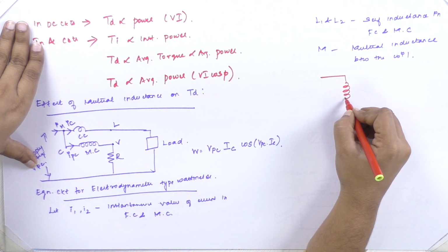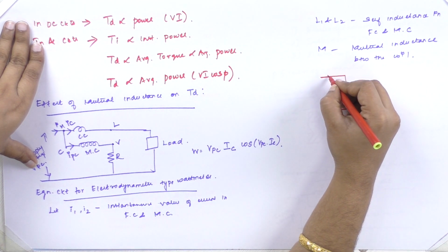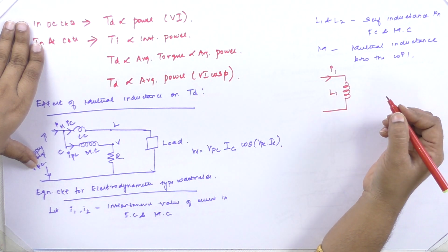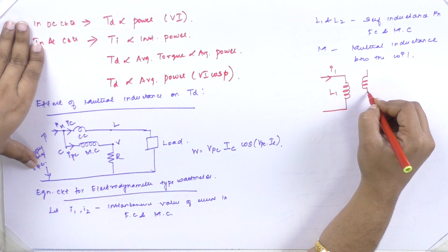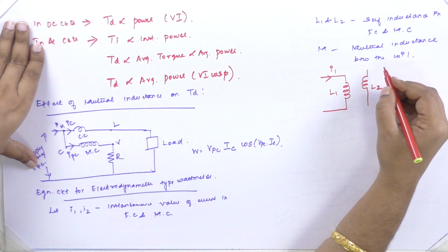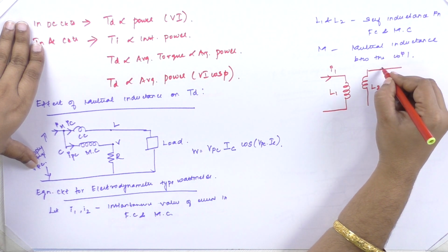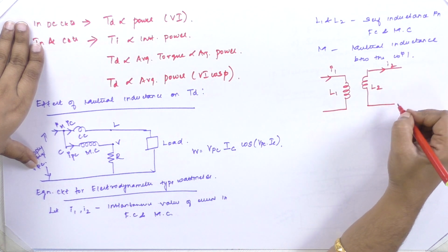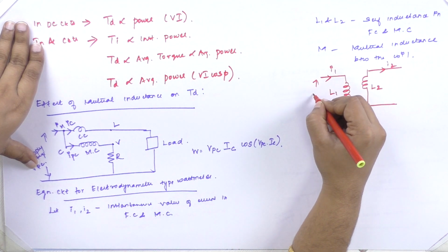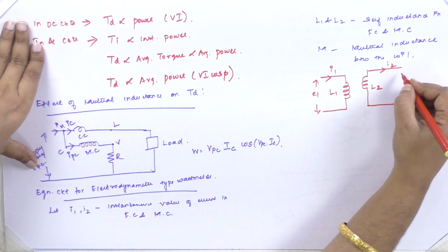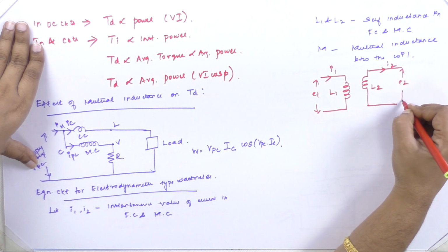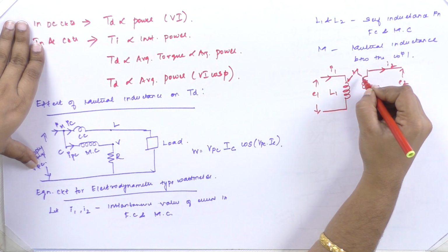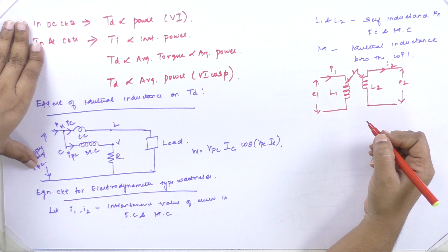So the current through the fixed coil is taken as I1, and the self-inductance of the fixed coil is taken as L1. For the moving coil, the self-inductance is taken as L2, and the current through it is taken as I2. The EMF induced in the fixed coil is taken as E1, and the EMF induced in the moving coil is taken as E2, and there will be a mutual inductance M between these two coils.